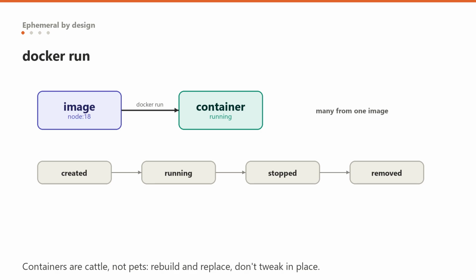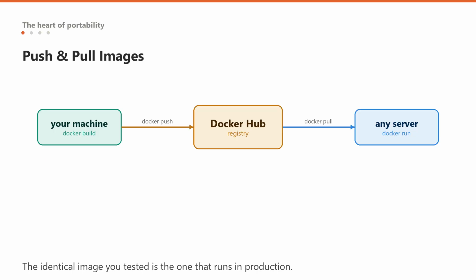If something needs to change, you change the Dockerfile, rebuild the image, and start a fresh container. Treat them as cattle, not pets. Concept 5. Registries. How do you share an image or get it to a server? Through a registry, a store for images. The best known is Docker Hub, but companies run private registries too.